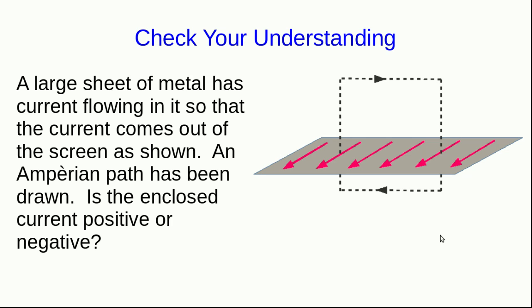Well, here's the question I asked, and all you have to do to answer it is stick the thumb of your right hand in the direction of the current, which is out of the screen, and curl your fingers, and you'll find that they're curling in the opposite sense to the direction you go around this Amperian path. From your perspective, your fingers should right now be coiling counterclockwise, but the path is showing a clockwise direction, and so that tells you that the enclosed current is negative in our sign convention.